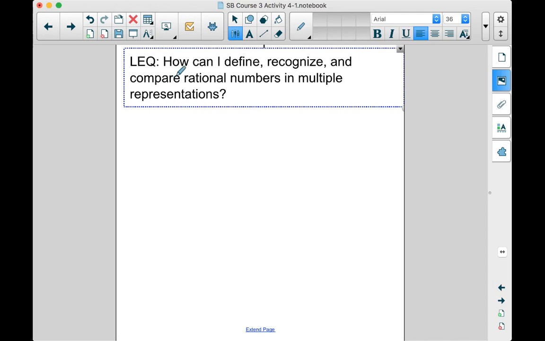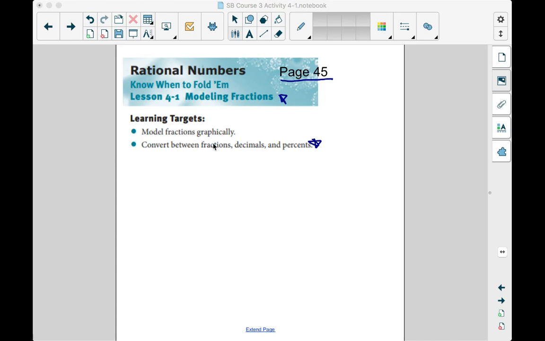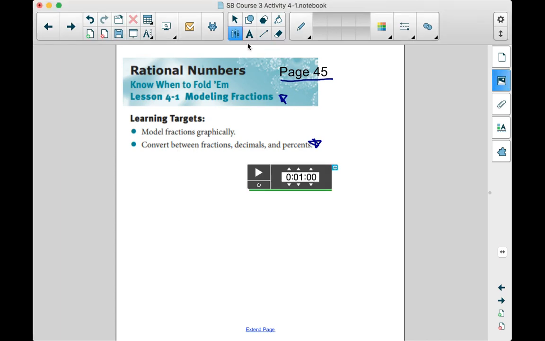And the LEQ is how can I define, recognize, and compare rational numbers in multiple representations. Go ahead and underline multiple representations. Going back to our activity for today, the representations that we're looking at are the fractions, decimals, and percents. So these are the multiple representations.